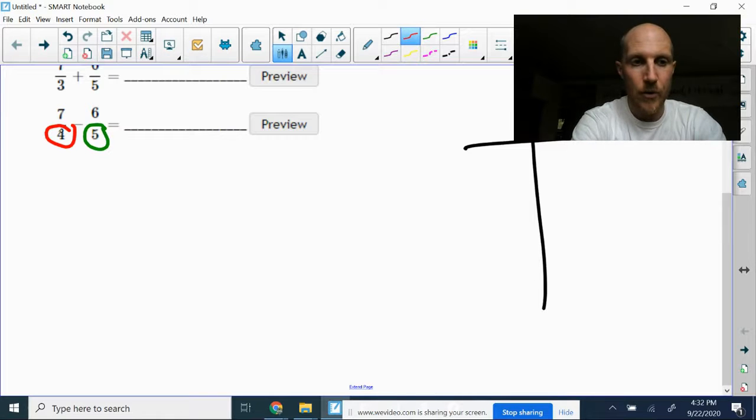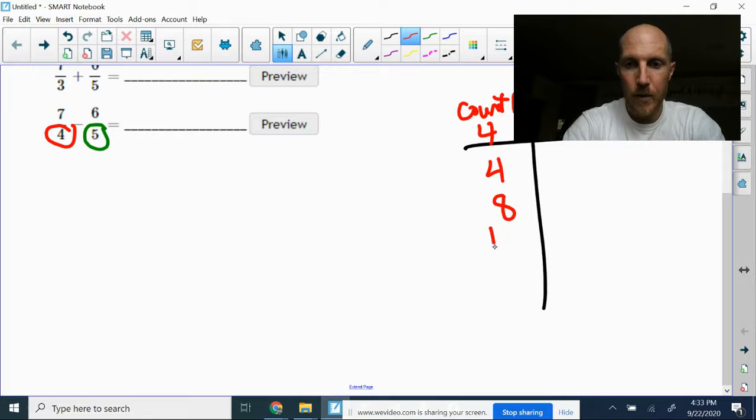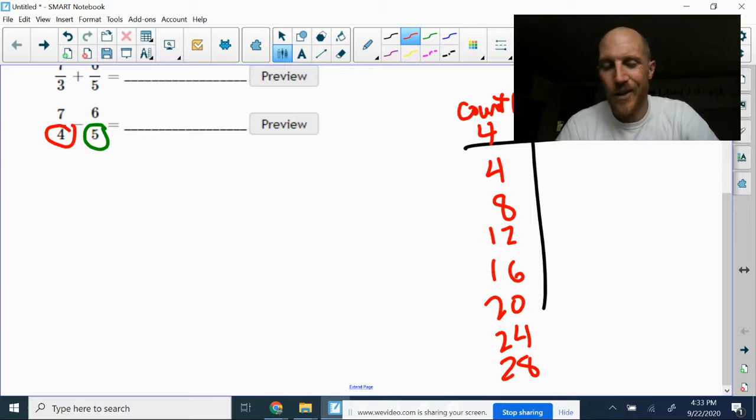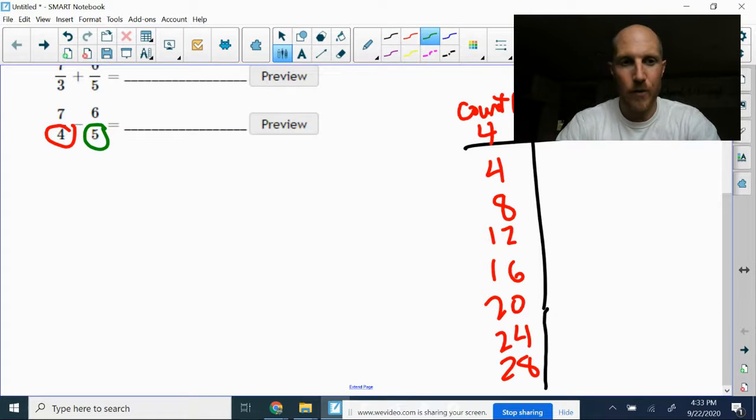I'm going to take the denominator, starting with this red one, counting by 4. So 4, 8, 12, 16, 20, 24, 28. We don't know exactly how far to go, so I'm just going to go. I ran out of space, so I'm going to stop. Maybe I went too far, maybe I didn't go far enough. In a minute, we'll get to the next step and find out. And if we need to, we can just make the lists longer.